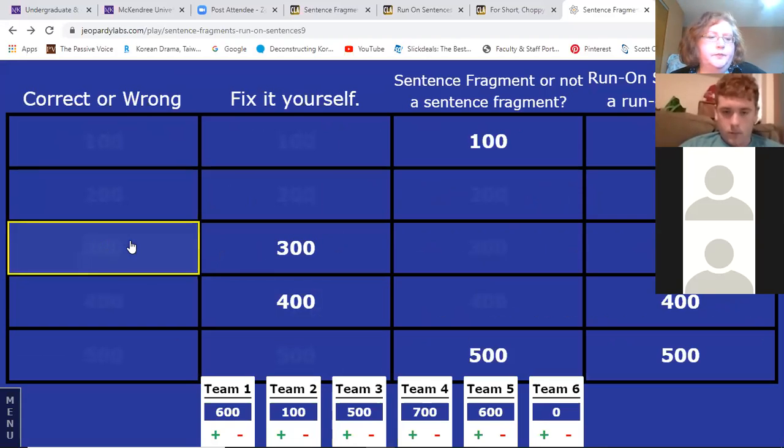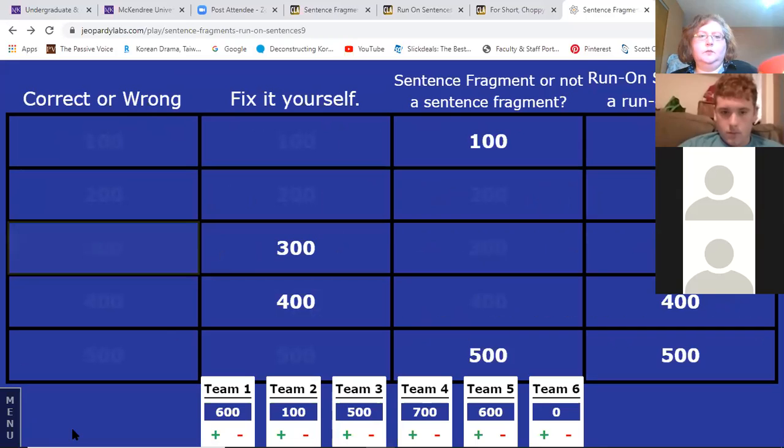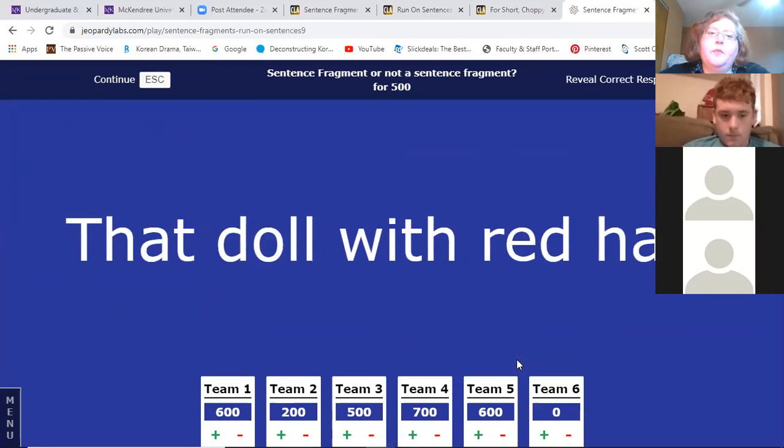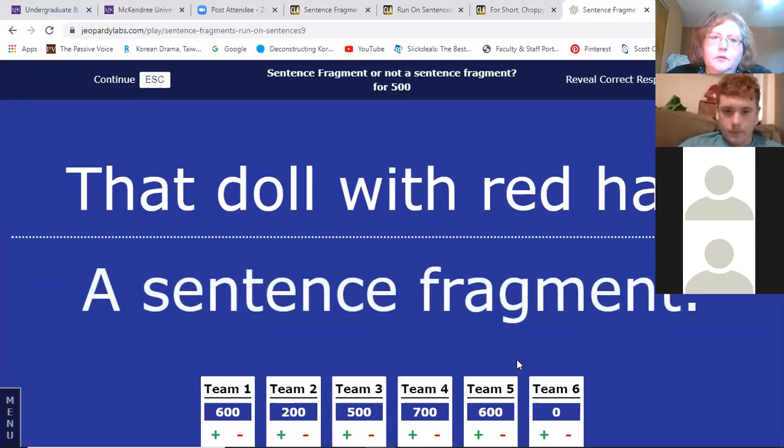Okay, team four. You missed team 3. Oh, I'm sorry, team three. I did not mean to skip you. Sentence and fragment for 500. That doll with red hair. I think it's a fragment. You are correct. Right, there's no verb in there.